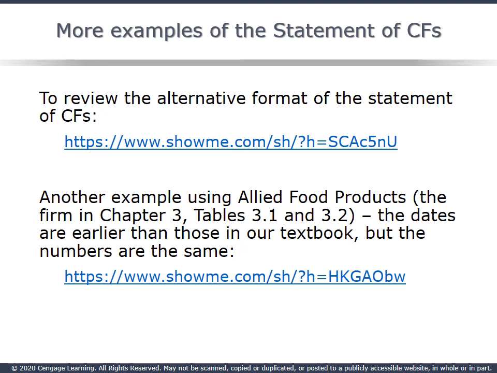Tables 3.1, 3.2. The dates are earlier than those in our textbook. When I prepared the tutorial at this link, the dates are a little earlier than those in our textbook, but the numbers and the method is still the same, so I think it's still helpful for you.